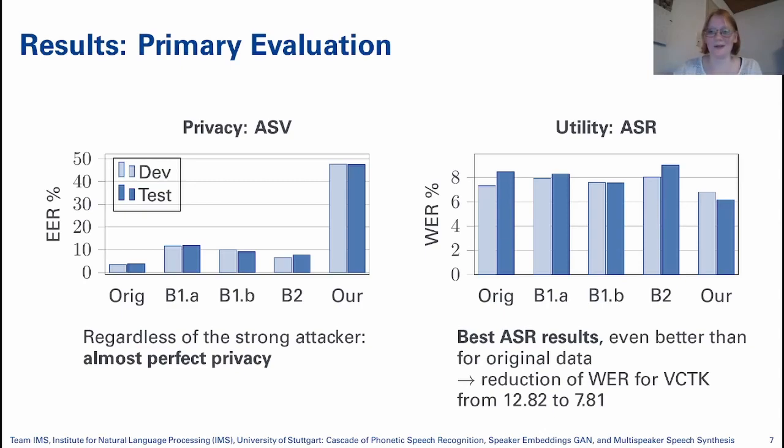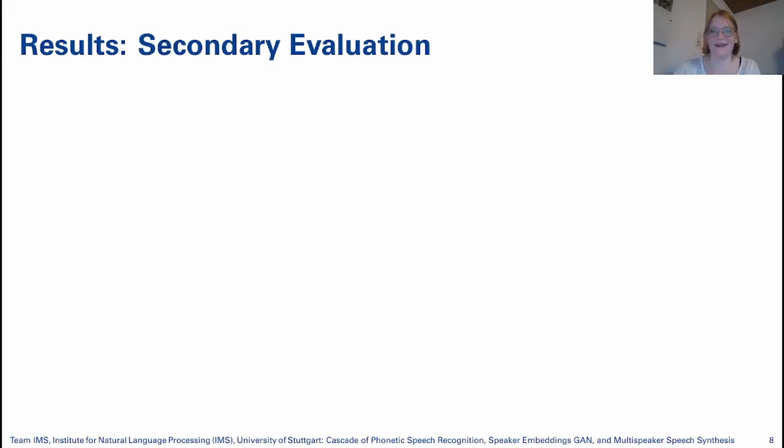This means that we are losing the information about the accent of a speaker, which is still also speaker-specific information, and that our data is actually more intelligible than it was originally. In the secondary evaluation, we also have two metrics.